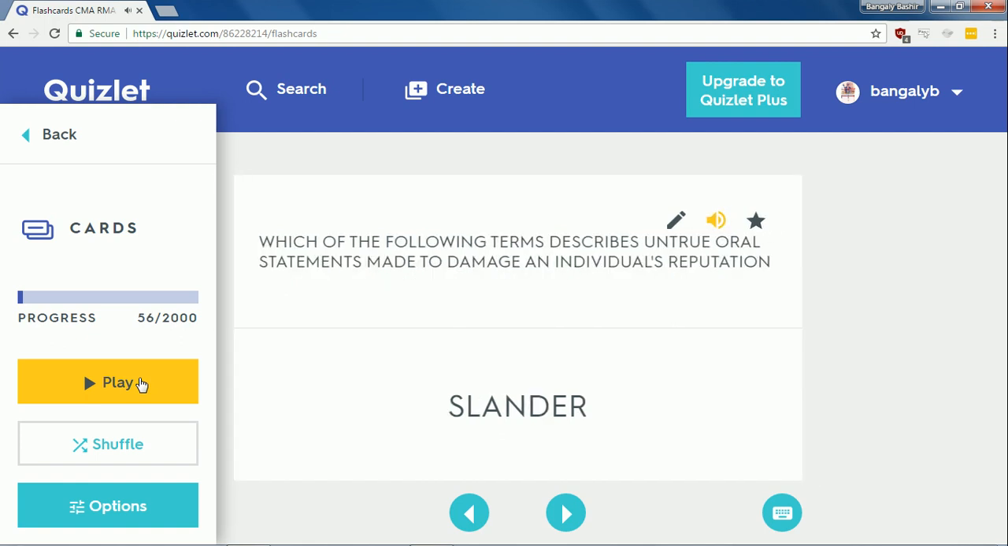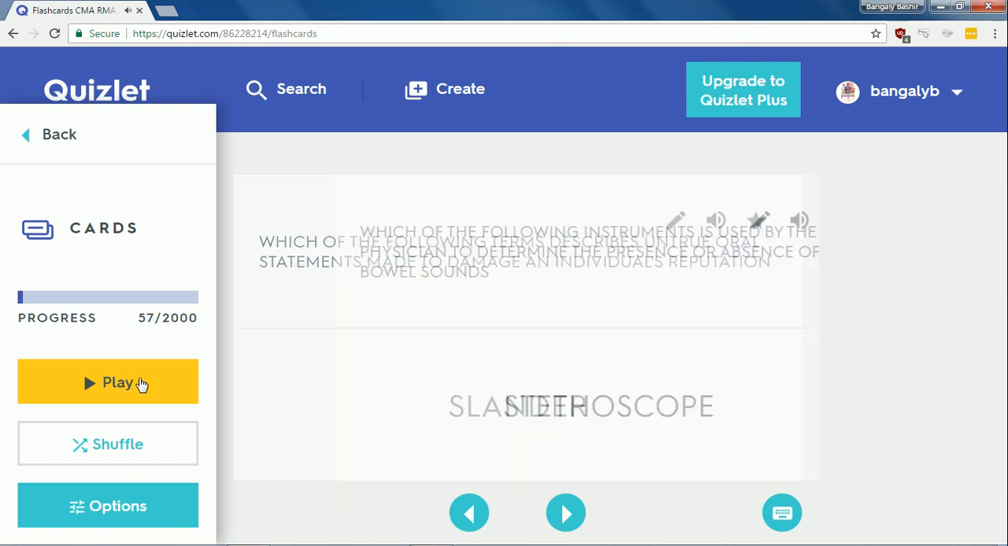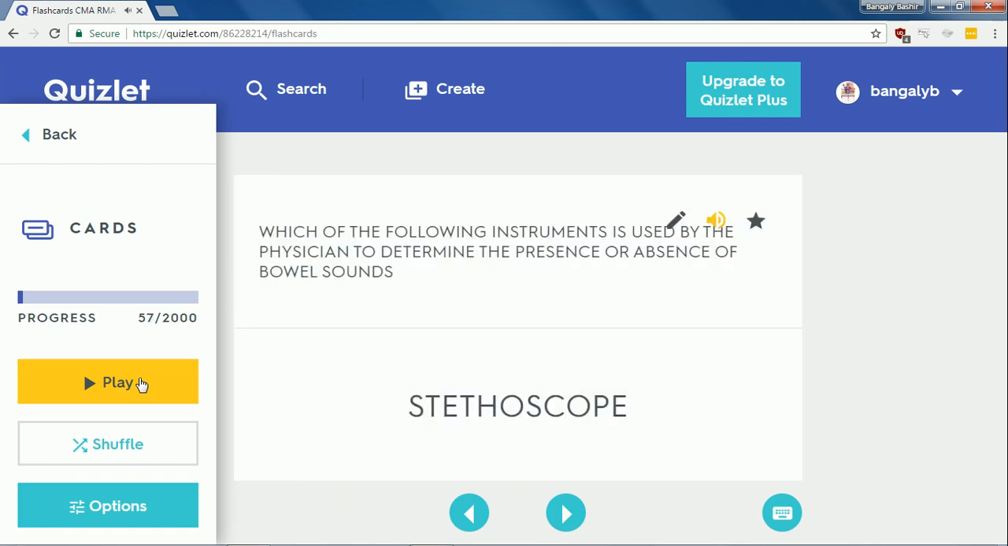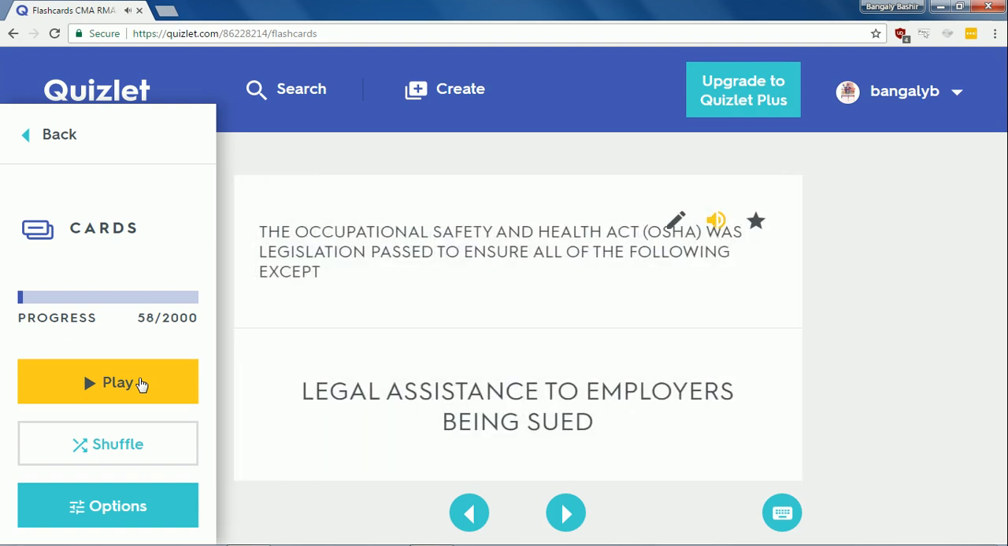Which of the following terms describes untrue oral statements made to damage an individual's reputation? Slander. Which of the following instruments is used by the physician to determine the presence or absence of bell sounds? Stethoscope. The Occupational Safety and Health Act was legislation passed to ensure all of the following except legal assistance to employers being sued.